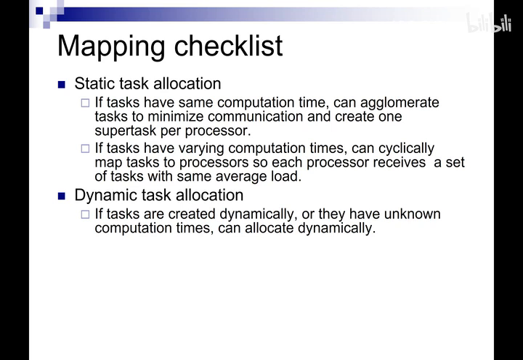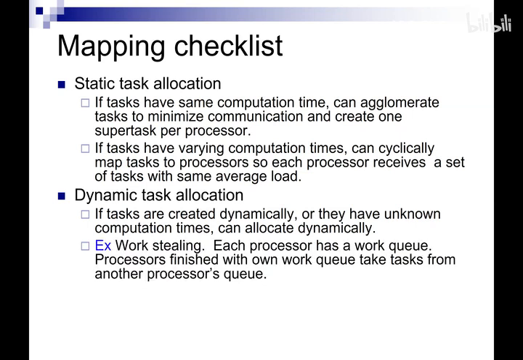Another way to do task allocation is to do it dynamically. For example, sometimes you don't even know what tasks you have at the beginning. You might spawn a new process, and that would be an additional task that you create at runtime. Or maybe you don't know the running times of your tasks. For static task allocation, you have to know the running times before you can do the mapping. If you don't know these, then you can do something like dynamic task allocation.